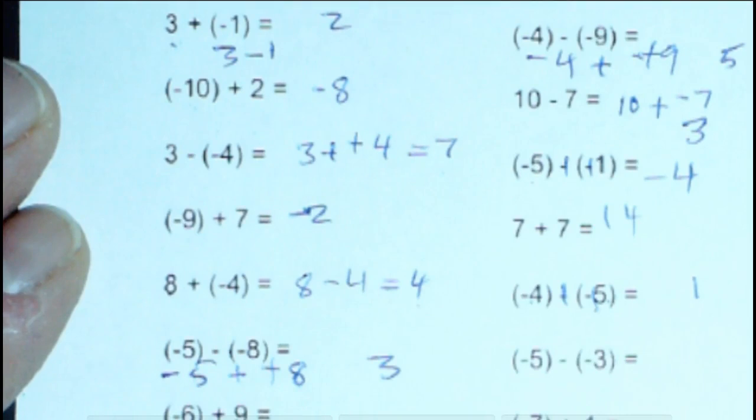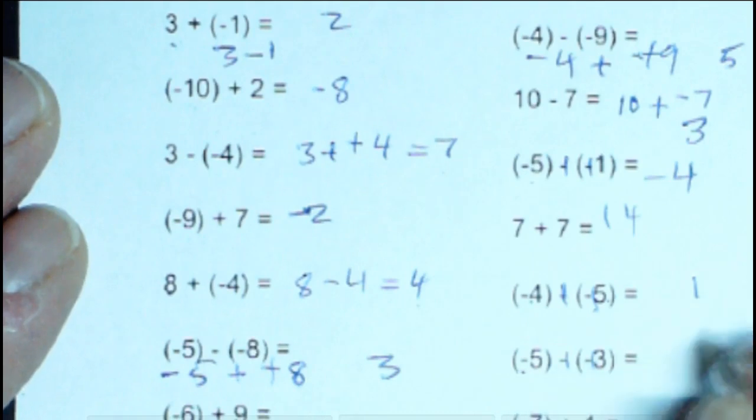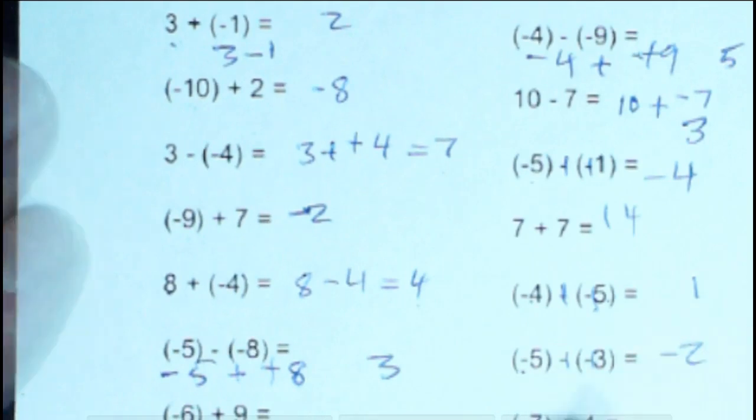All right, last problem. Negative 5 minus a minus 3. Go ahead and try it. We've got to double shot it. Now we have negative 5 plus 3. Different signs, find the difference. The difference is 2, and it's negative because this has a greater absolute value.